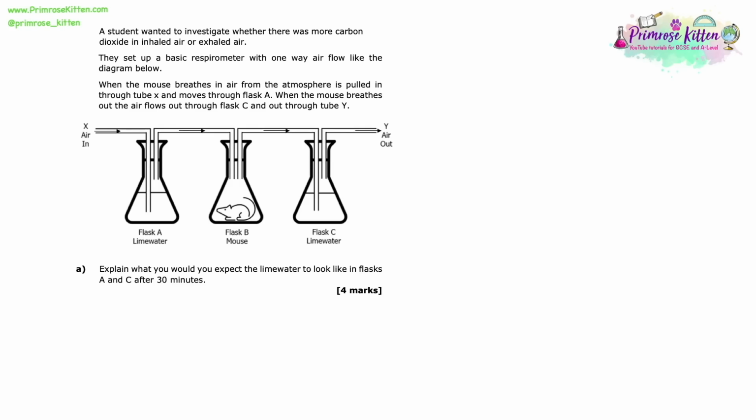The student wanted to investigate whether there was more carbon dioxide in inhaled air or exhaled air. They set up a basic respirometer with one-way airflow like the diagram below. When the mouse breathes in, air from the atmosphere is pulled in through tube X and moves through flask A. When the mouse breathes out, the air flows out through flask C and then out through tube Y. Explain what you would expect the lime water to look like in the flasks A and C after 30 minutes.